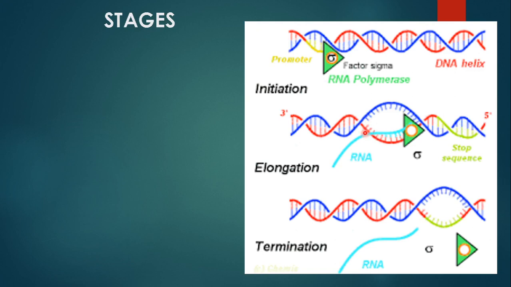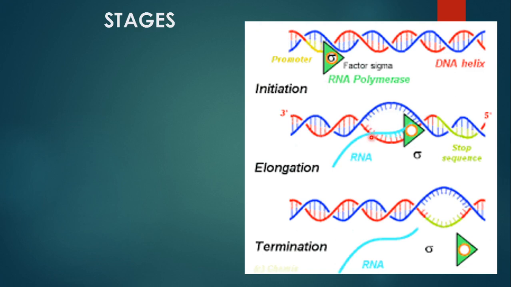If here was present A, then the complementary base in RNA will be U. So a nucleoside with base U will come and take position. If the next DNA base is T, thymine, then the complementary base for RNA will be adenine. So U first lines up, then A will line up.